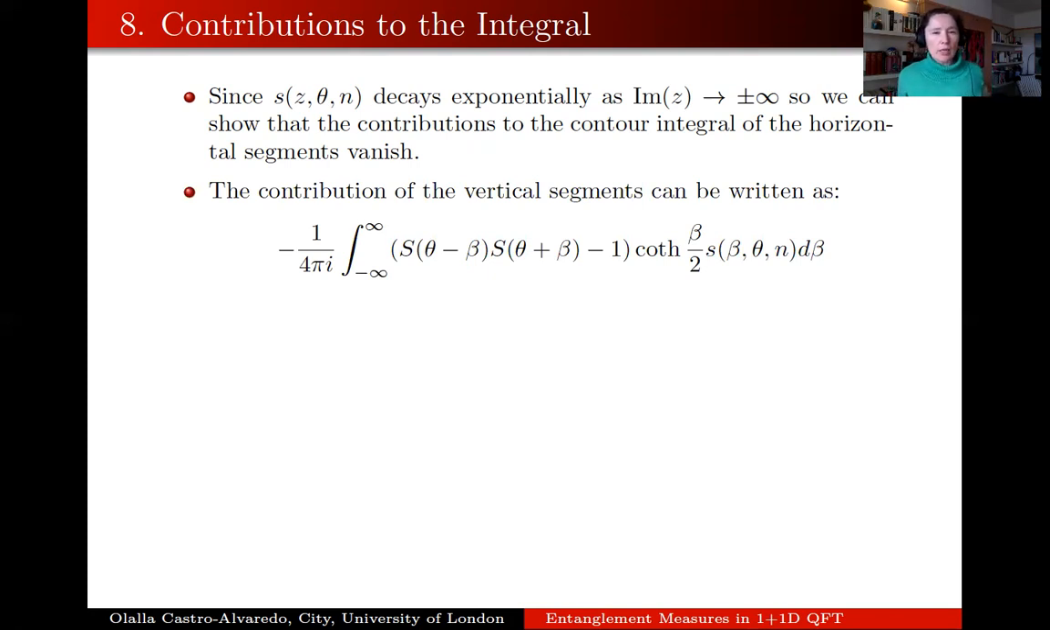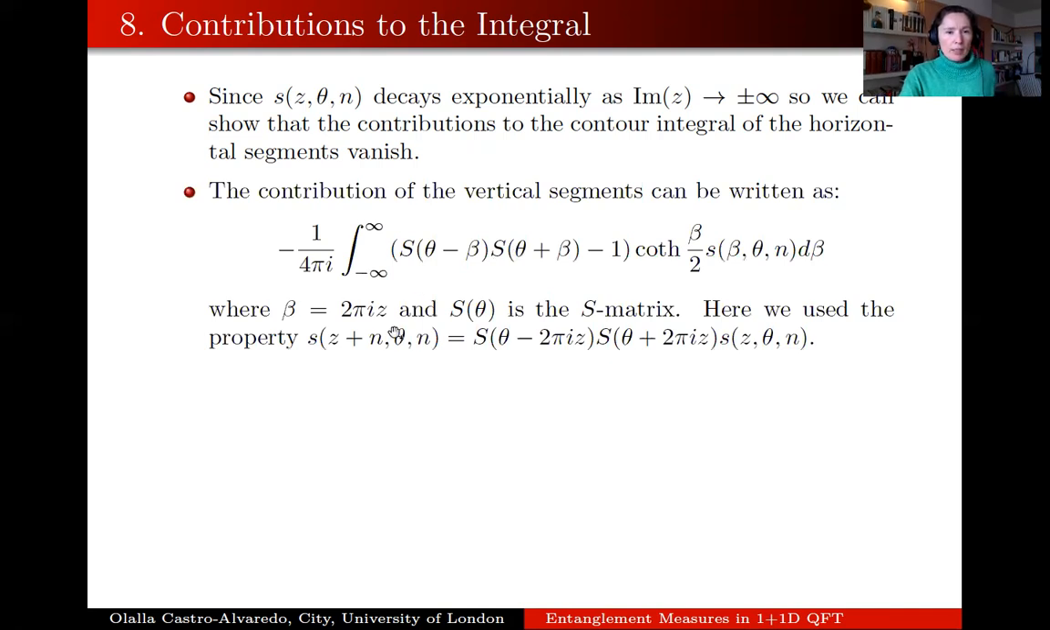So what does that look like? Well, there are two contributions, but it turns out that these form factors have some periodicity conditions, as you know. In fact, this is what we have used in here. If we shift the variable z by n, that is related to the unshifted function. And this is why we can collect these two contributions from the vertical segments into a single integral. And it looks like this.